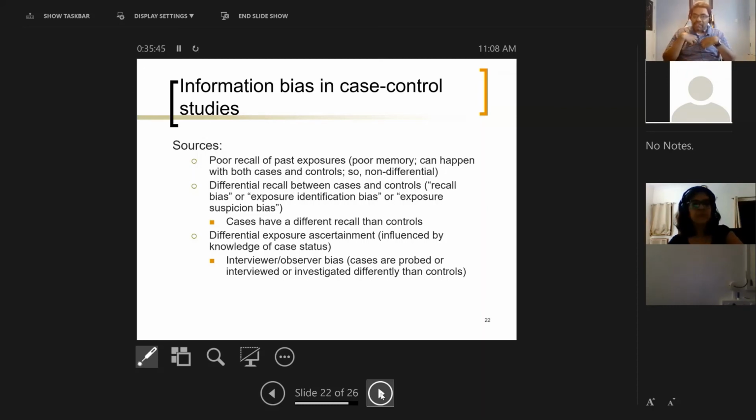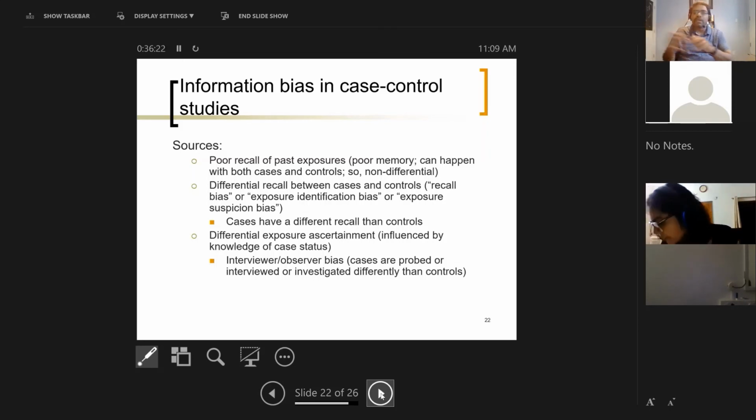Also, if I was the interviewer, I knew who was a case. I know who was a control. Could I probe people differentially based on their status? If I'm interviewing somebody who's just been diagnosed with lung cancer, and I ask them, all right, sir, were you ever a smoker in your life? And the patient says no. And I say, are you sure about that? Never smoked ever? Not even when you were in college? Not even a few cigarettes here and there? I might probe and probe and probe because I know this man has lung cancer.